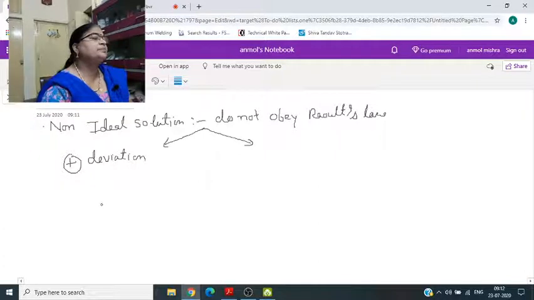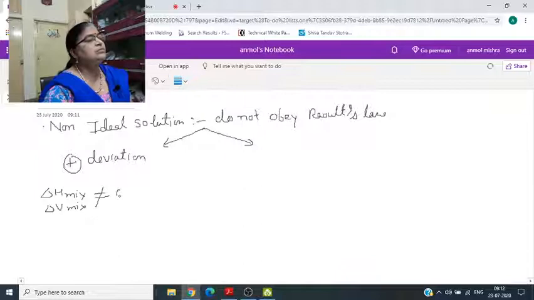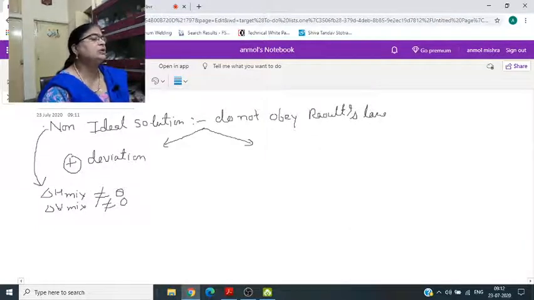So here delta H mixing and delta V mixing are not equal to 0. Either it may be higher or lower. For a non-ideal solution this condition is there: delta H mixing is not equal to 0 and delta V mixing is not equal to 0.